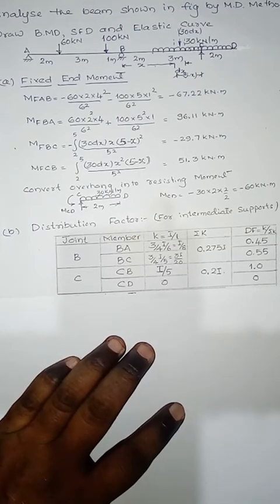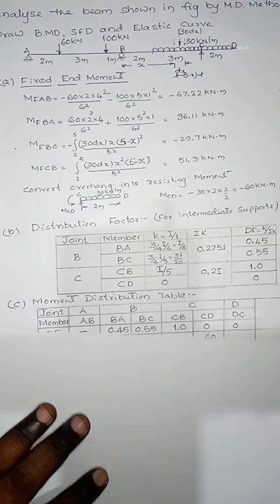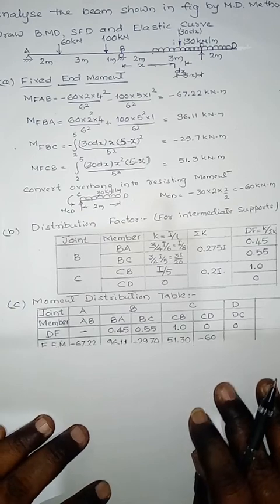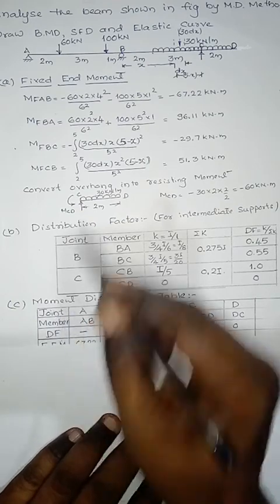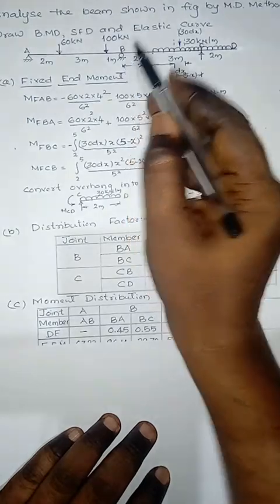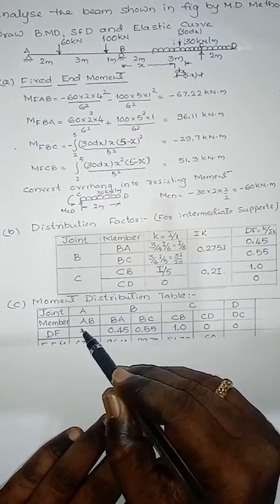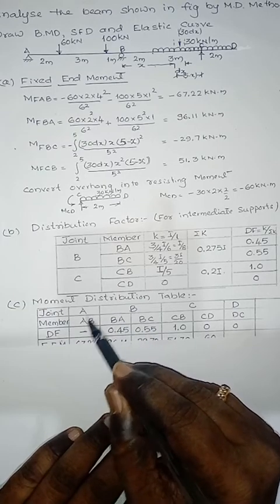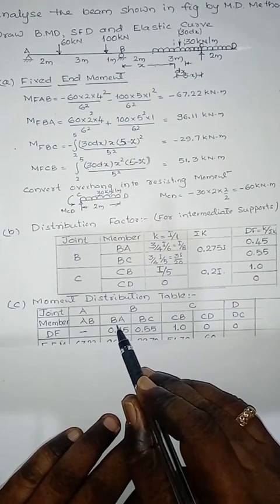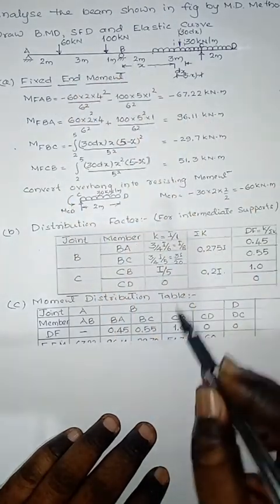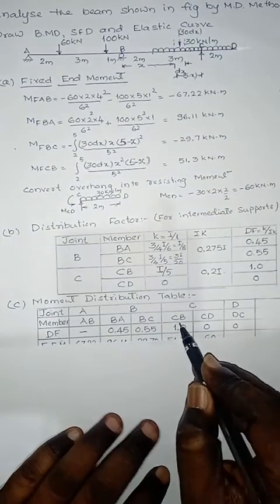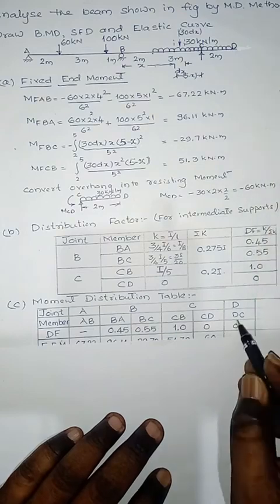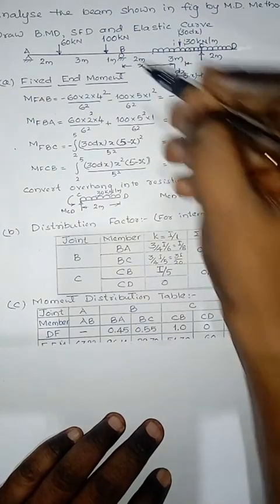Then the third step is the moment distribution table. First, draw the moment distribution table. The joints are A, then at B, two members are connected, one is BA and one is BC. At A, only one member, AB. At C, two members are connected, one is CB, one is CD. Then at D, DC.